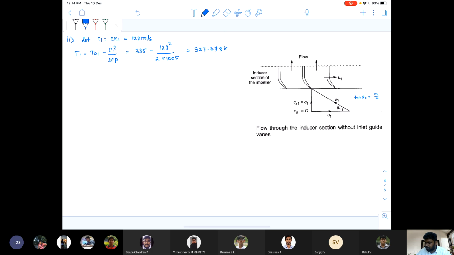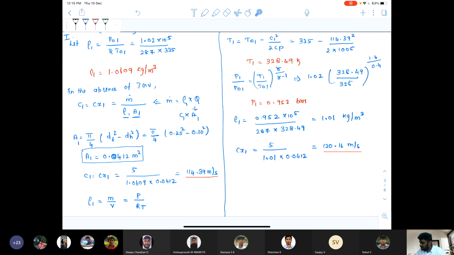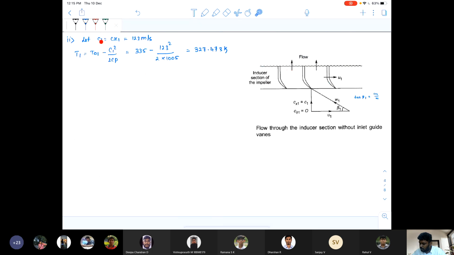327.473 Kelvin. Now you can compare the value of T1 with this equation. T1 here you got 328.49 Kelvin. But if you consider the value of C1 as 123 meter per second, you are getting the value of 327.47 Kelvin. Now again, with the value of T1, T01 and P01, you can find the value of P1 by using the isentropic equation.